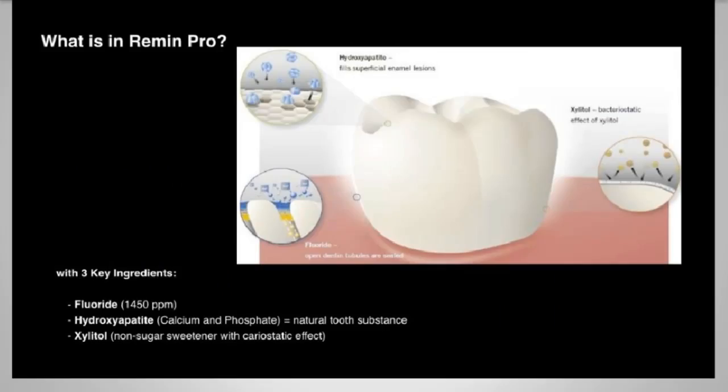So the 3 key ingredients, to reiterate here, are 1,450 parts per million fluoride. There's also hydroxyapatite components, nanohydroxyapatite. That's really calcium and phosphate ions mixed together, which helps build natural tooth substance. And then there's xylitol. And all those 3 things are in one combined product.